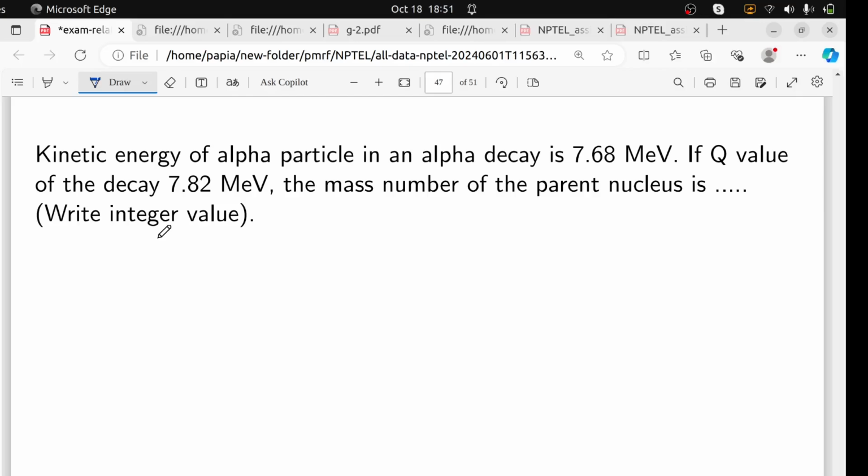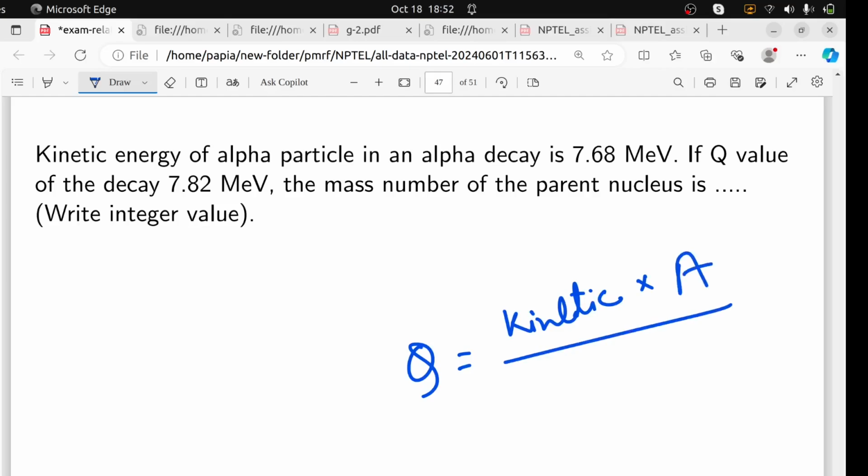Kinetic energy of an alpha particle in an alpha decay is this one. If the Q value of the decay is this one, what is the mass number of the parent nucleus? Write an integer value because it is a mass number. For this case also, I think it has been explained many times that the Q value is the kinetic energy of the alpha particle times A, where A means the mass number. So Q is equal to 80 by A minus 4. That is the thing.